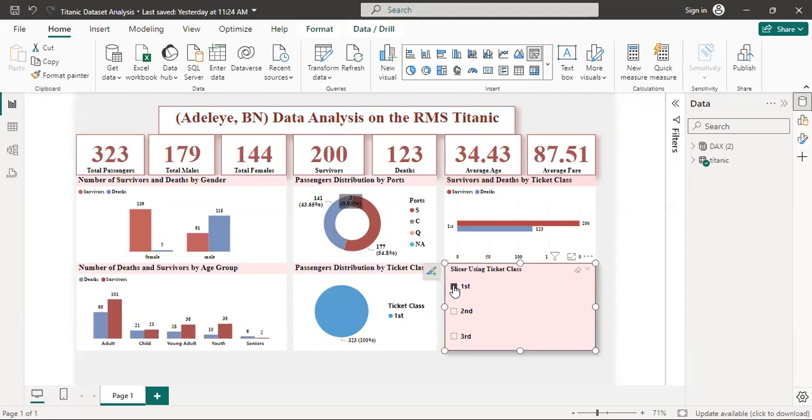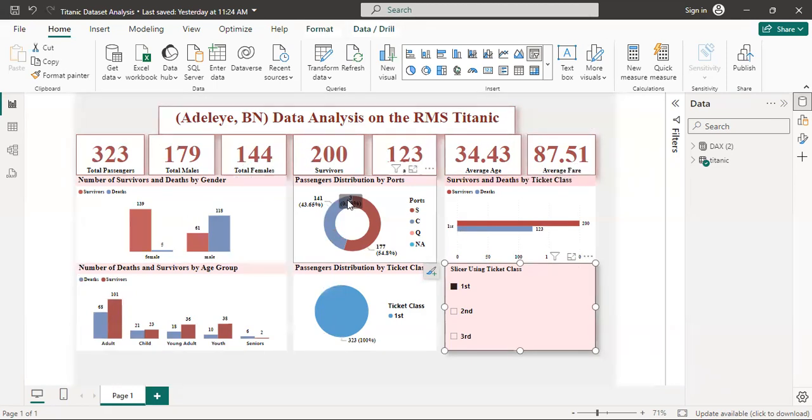Now I'm going to start with the first class slicer. When I click on first class, you can see here that all the key indicators changed. For first class, we had a total of 323 passengers, out of which 179 male, 144 females, and only 200 survivors for first class, and 123 deaths. The average age of first-class holders was 34.43 years, while the average fare for first-class ticket holders is 87.51 pounds.